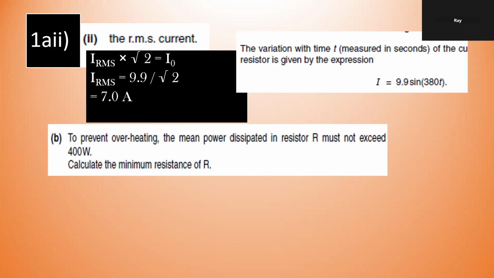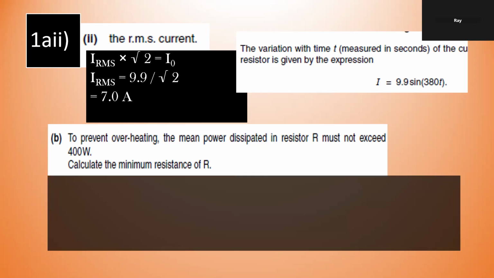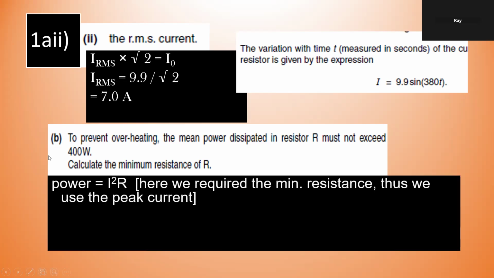To prevent overheating, the mean power dissipated in the resistor must not exceed 400 watt. Calculate the minimum resistance of R. What is your answer? I squared times R. Okay, yeah, and use your I squared R. Here we require it to be minimum.